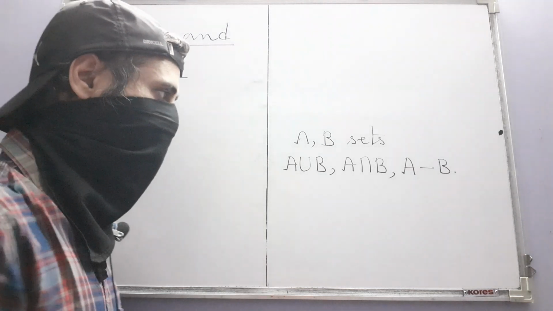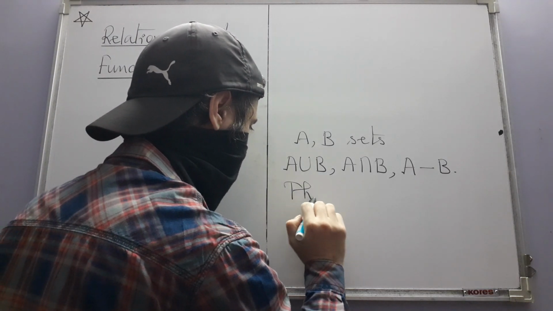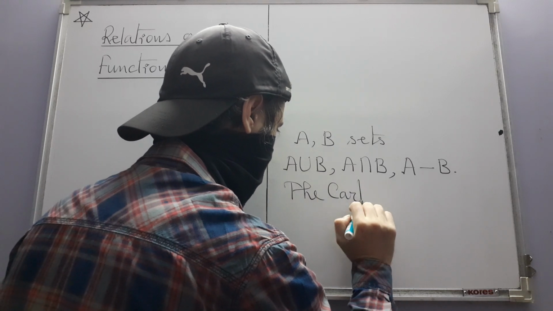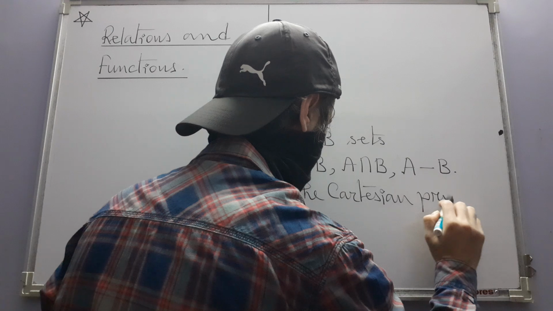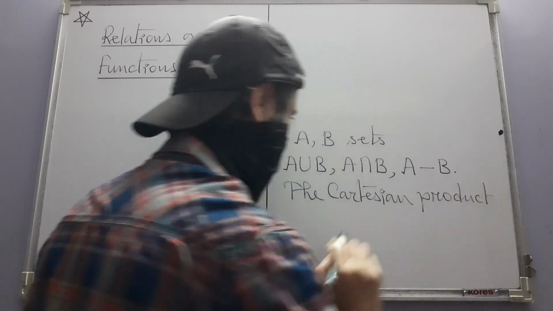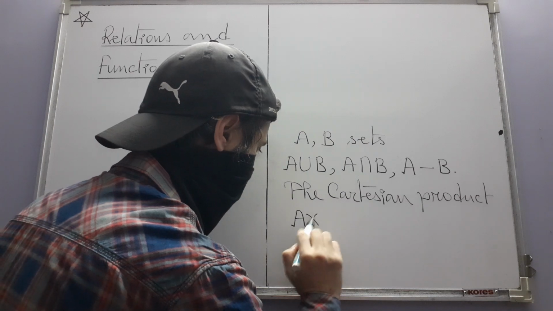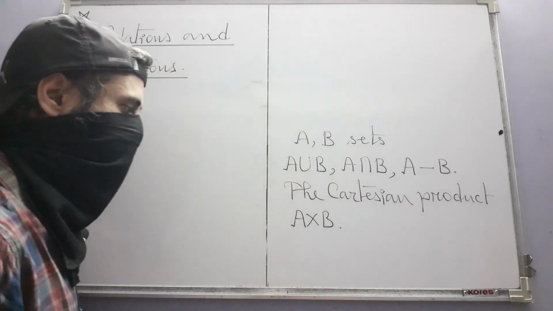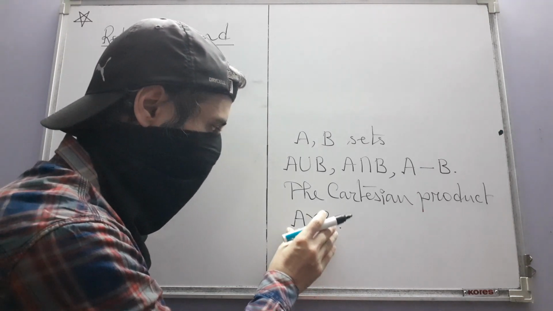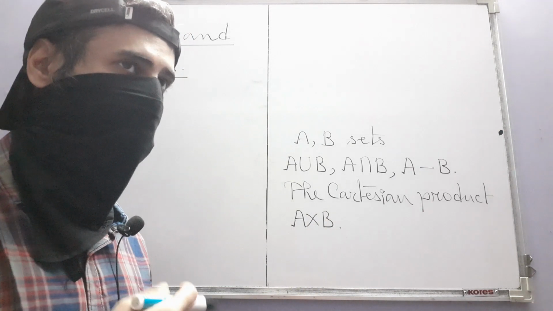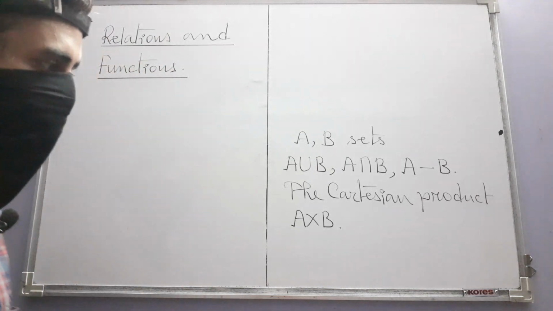Besides this, we will now need something called the Cartesian product of A and B, and it will be denoted like this, A times B. Okay, using this fourth operation, we will express relations mathematically and we will study them.